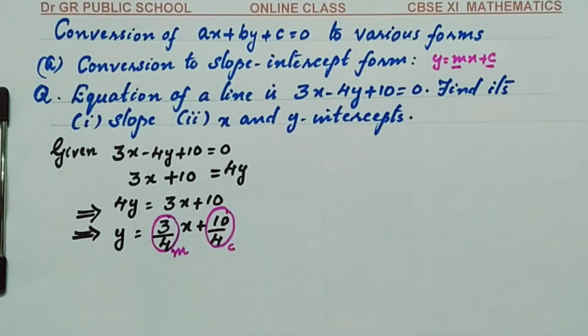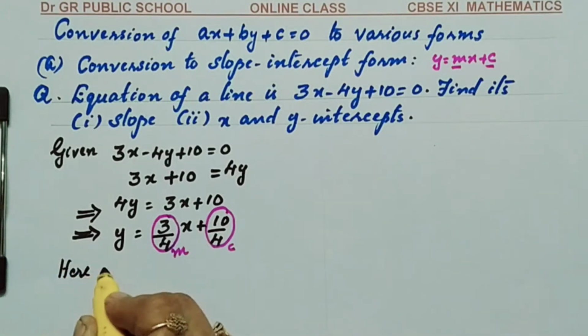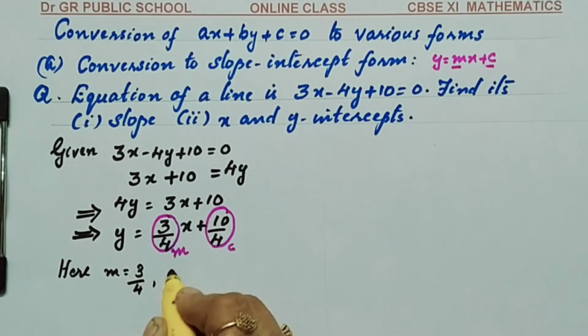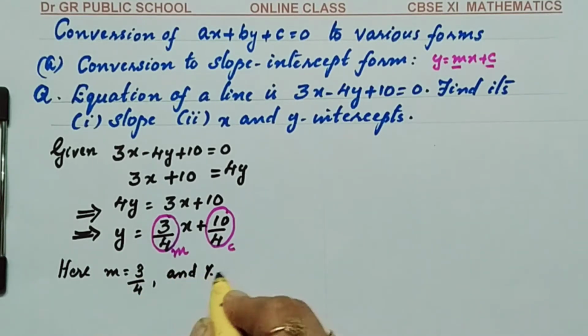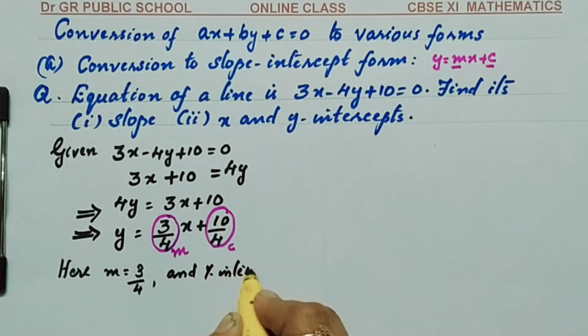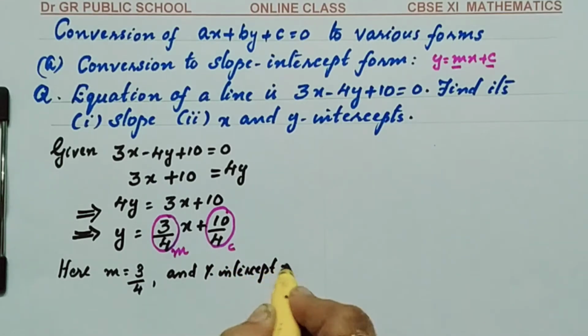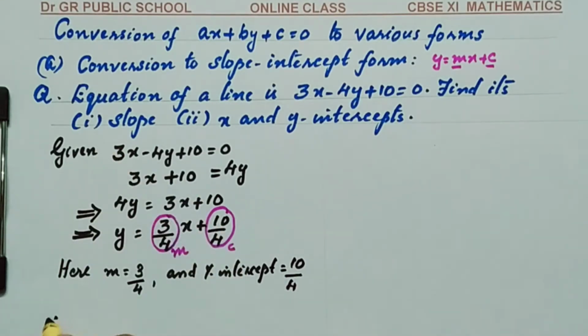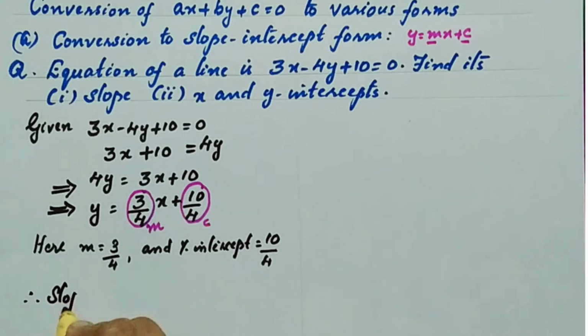Therefore, what about the slope? Here, m equals 3 by 4 and the y-intercept equals c, that is 10 by 4, which is the same as 5 by 2. So the answer to the first question: the slope of the line is 3 by 4.